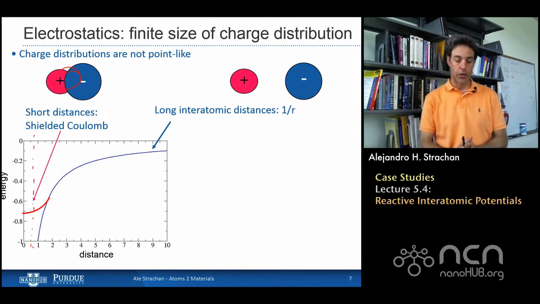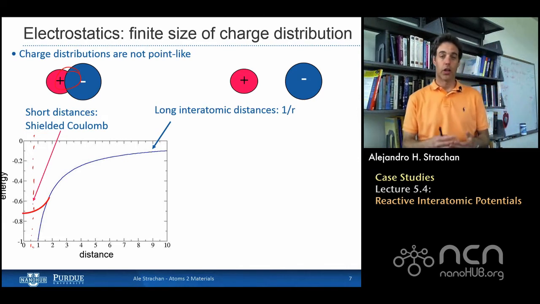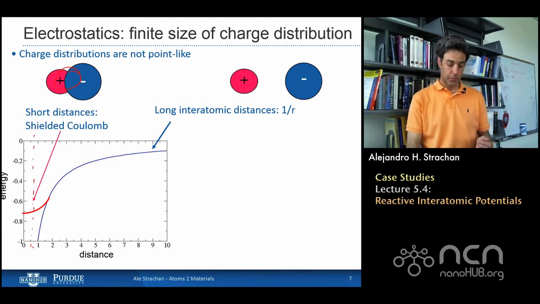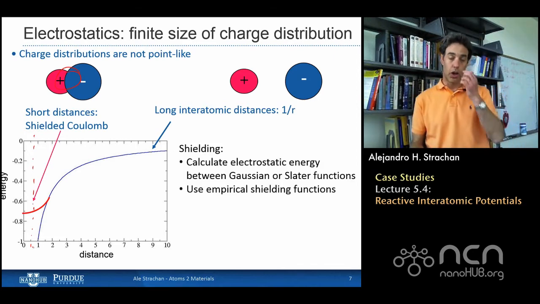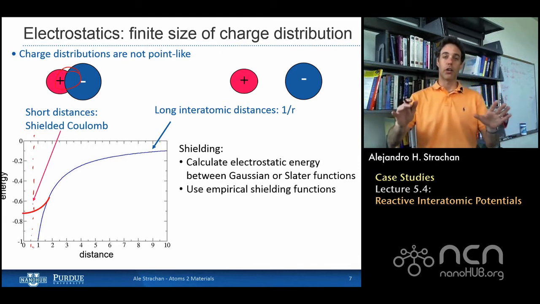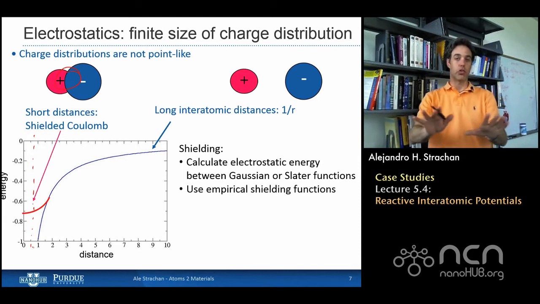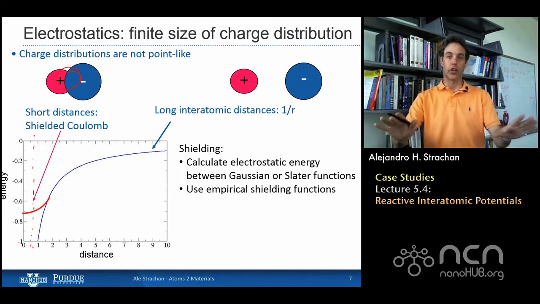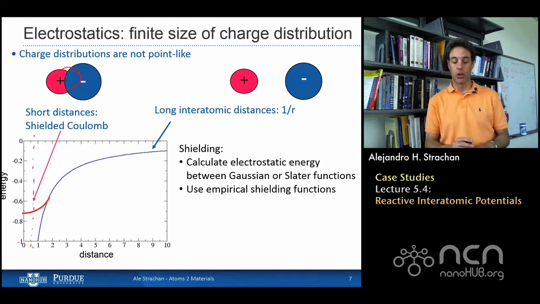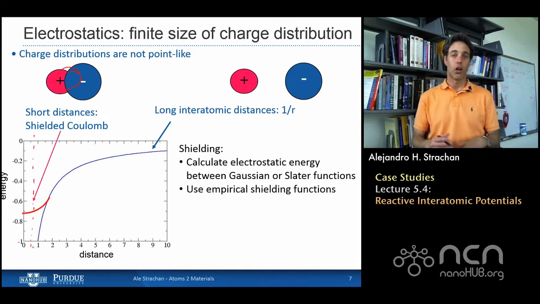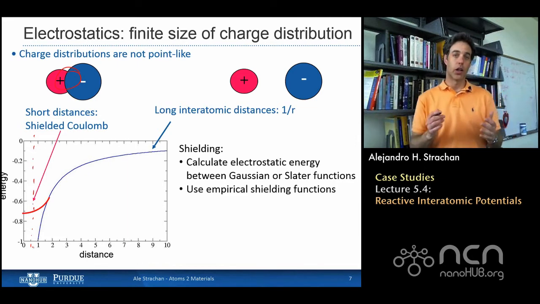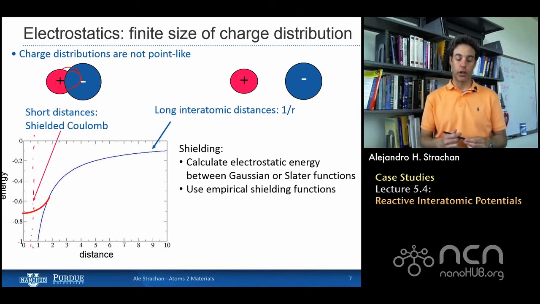Okay, so that's very important for reactive simulations where I don't have exclusions. How do we deal with shielding? Well, if you assume the charge distributions have a shape, a finite size, you can do an explicit electrostatic calculation between these two charge distributions. Or in many reactive force fields, you use an empirical shielding function.